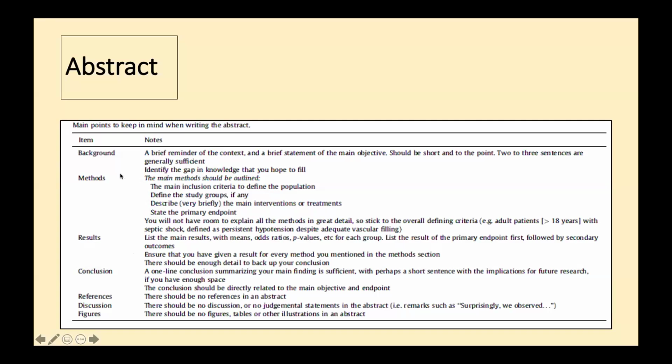And methods. The main method should just outline the main inclusion criteria to define, for example, the population, define the study group, describe the main intervention or treatment, and state the primary endpoint.